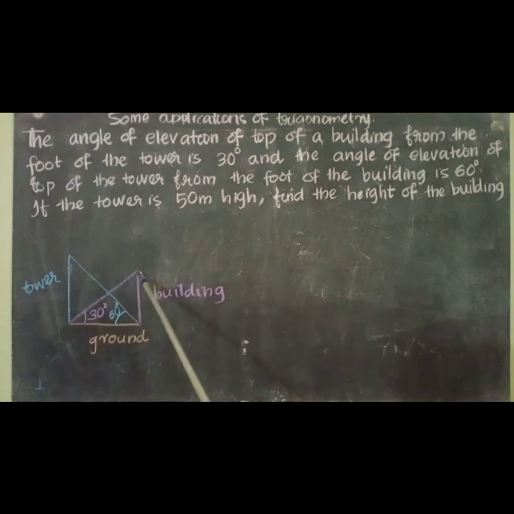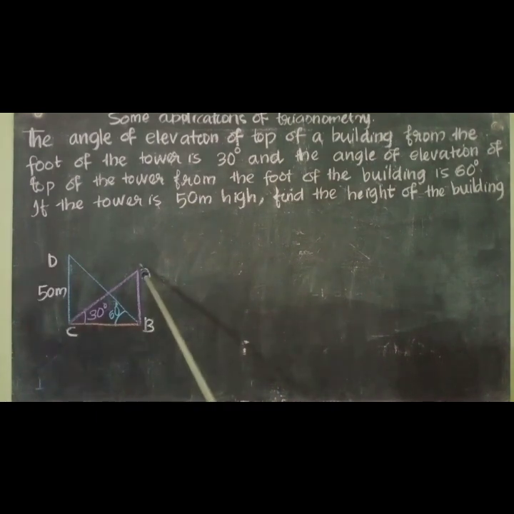So there is a building and a tower. Looking to the top of the building from the foot of the tower at an angle of elevation of 30 degree. Looking to the top of the tower from the foot of the building at an angle of elevation of 60 degree. Now let us give the name for the points. So I gave names A, B, C, D. This is our tower. The tower is having height 50 meter.